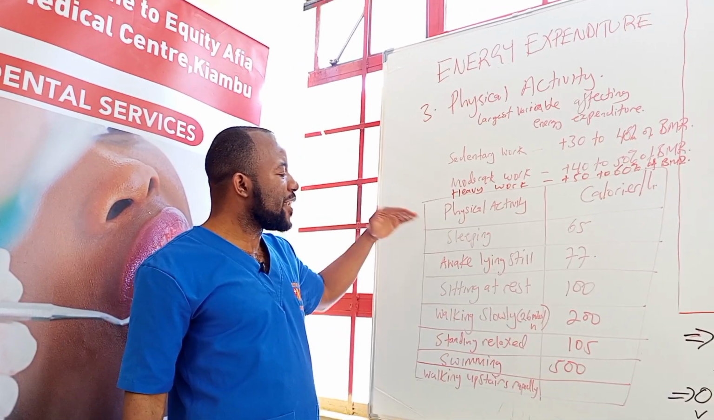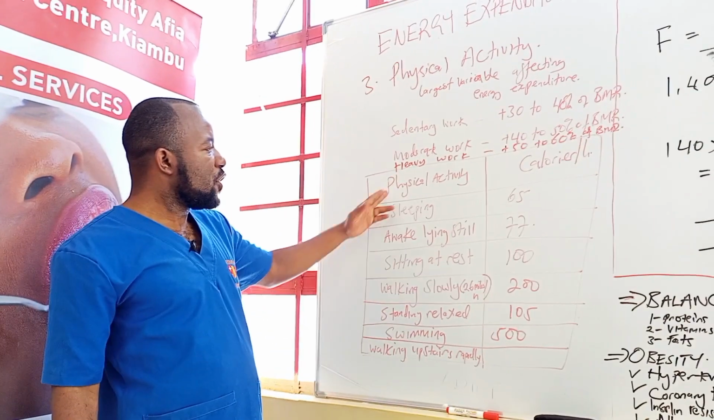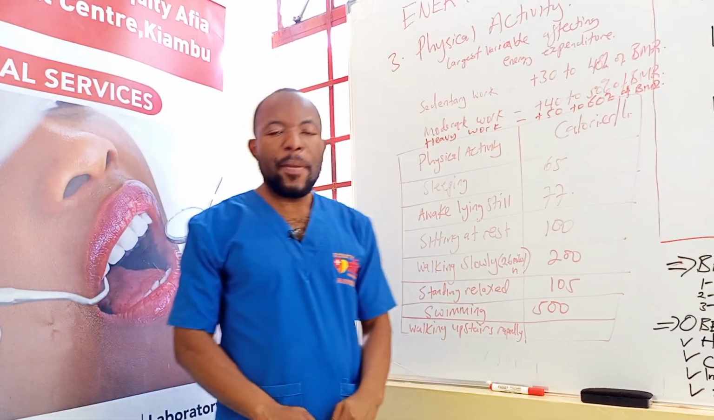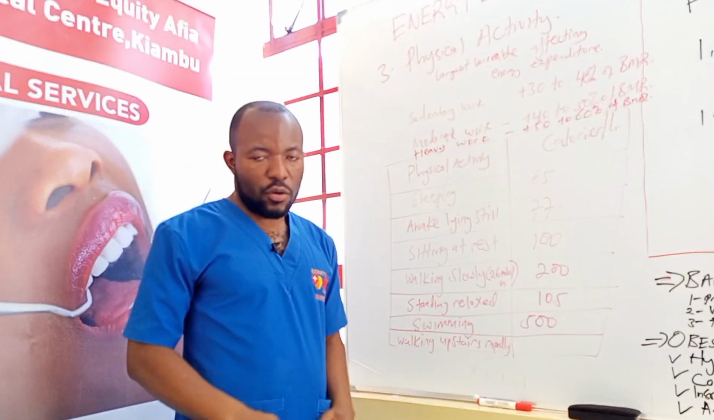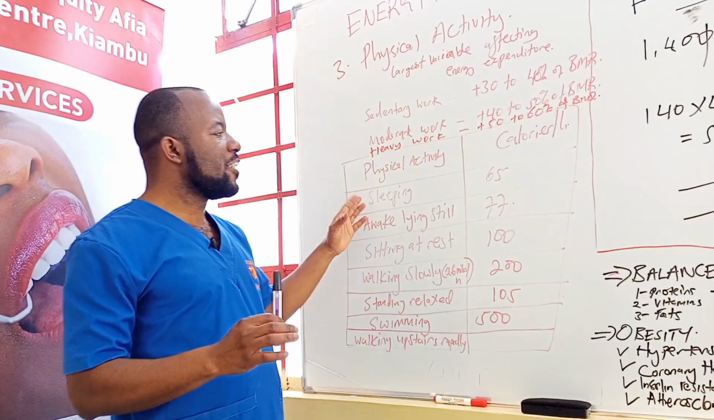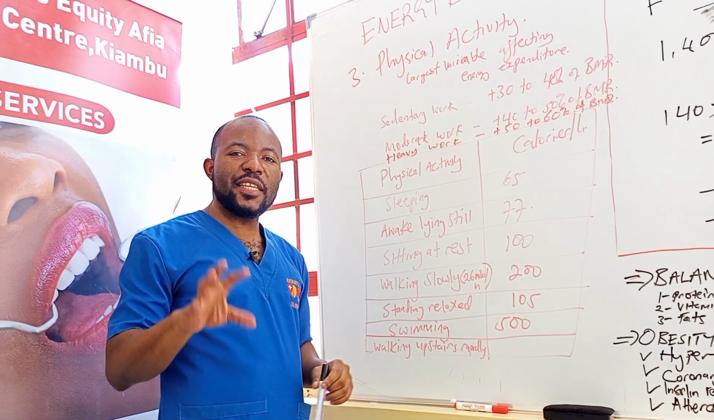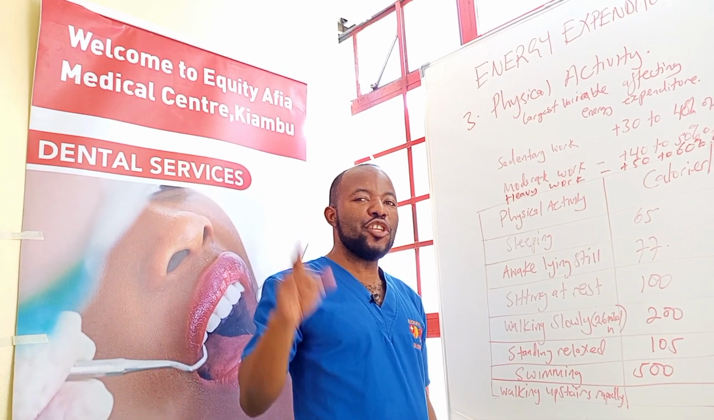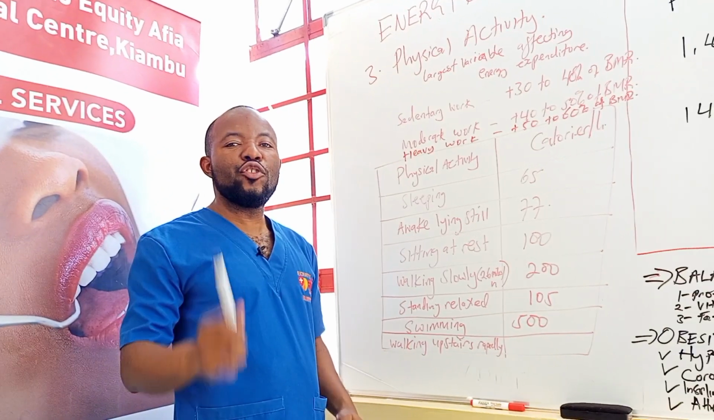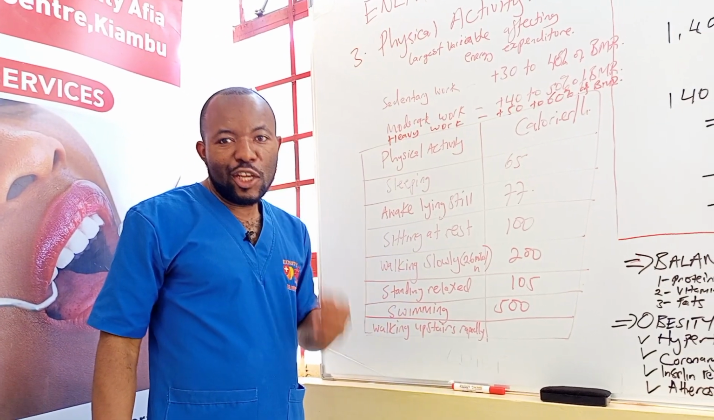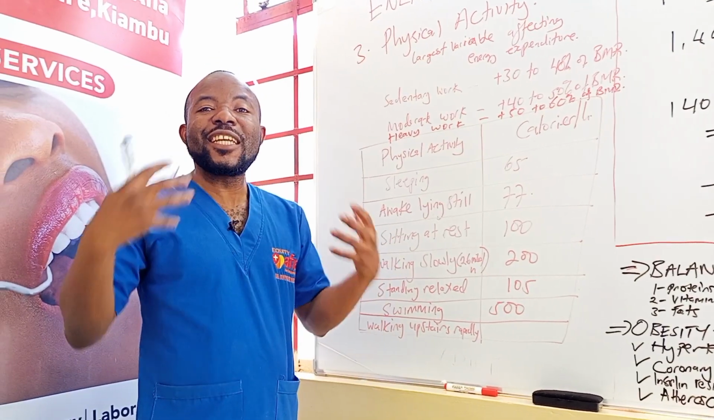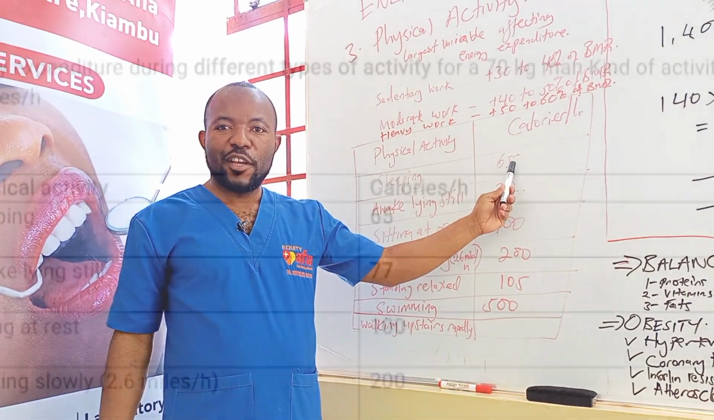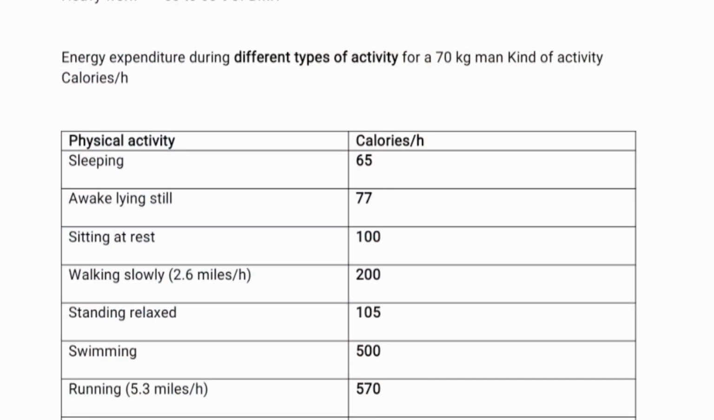Now, if we look at the activities in detail, physical activity versus the calories. The person who is sleeping: first of all, basal metabolic rate is different from sleeping. We say the energy that keeps you alive is called basal metabolic rate. That energy is not the same as the energy you need to sleep. You need some energy to sleep. If you don't have energy, you won't sleep. Sleeping needs energy. And how much is that? It's 65. So when you are sleeping, you spend 65.